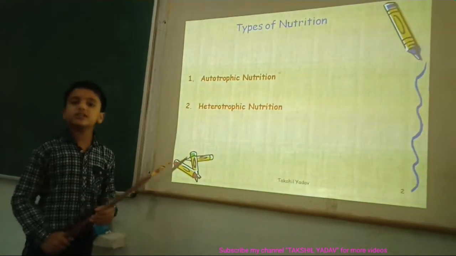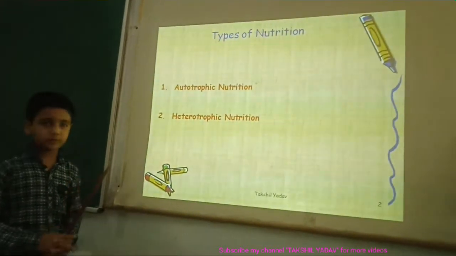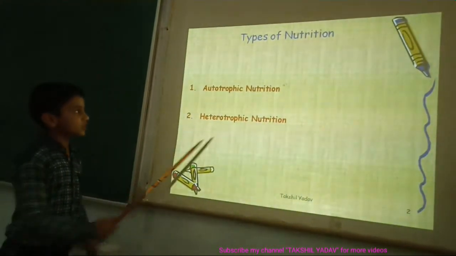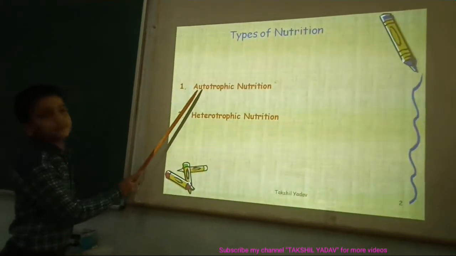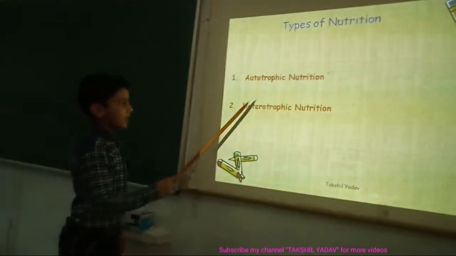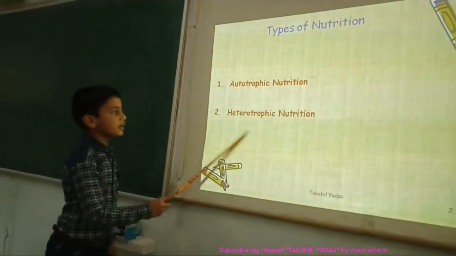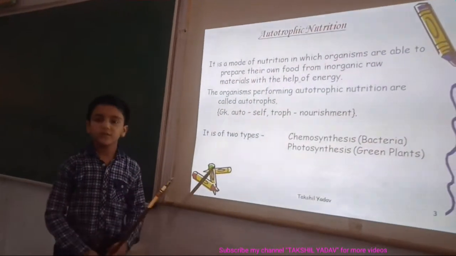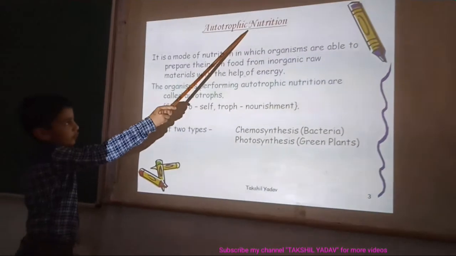Now we'll study about the types of nutrition. The first type of nutrition is autotrophic nutrition. And the second type is heterotrophic nutrition. First, we will study about the first type, that is autotrophic nutrition.